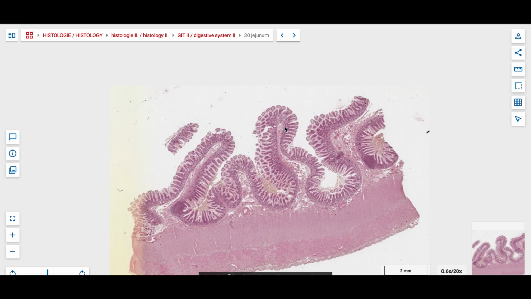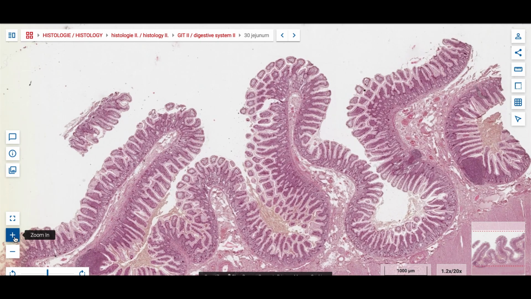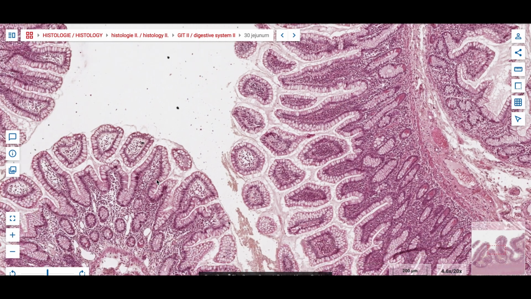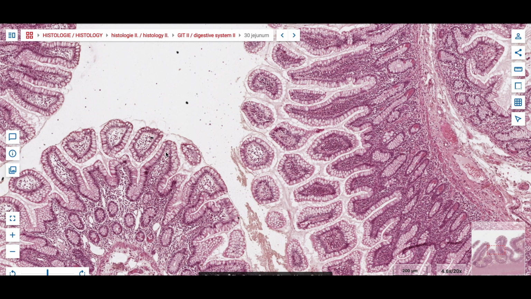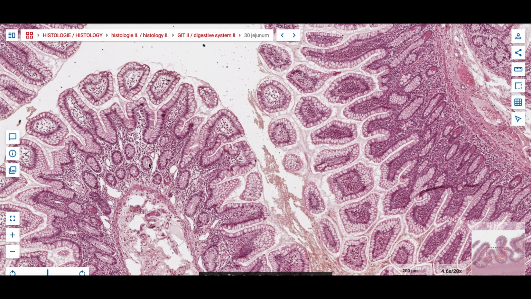What you can see as soon as you put the slide in, at the least magnification, is the Kerckring valves. You're going to zoom in. You're going to see villi. You're going to zoom in even more. You're going to see absorptive epithelium and enterocytes. You're going to see crypts with the Paneth cells. Boom, you know that you are in the small intestine.